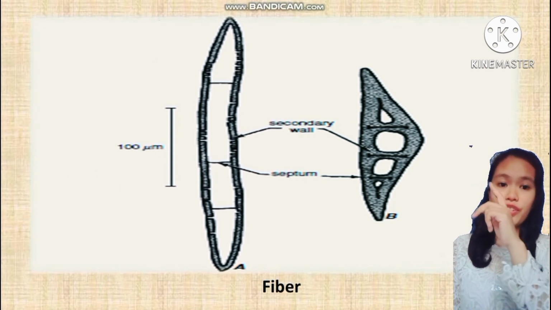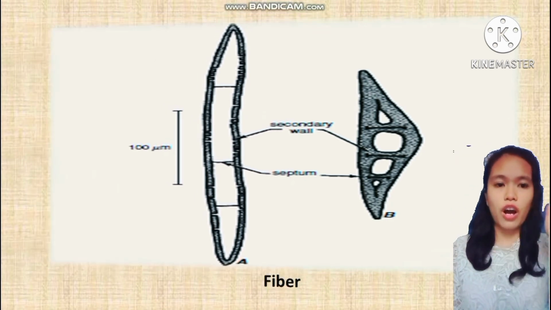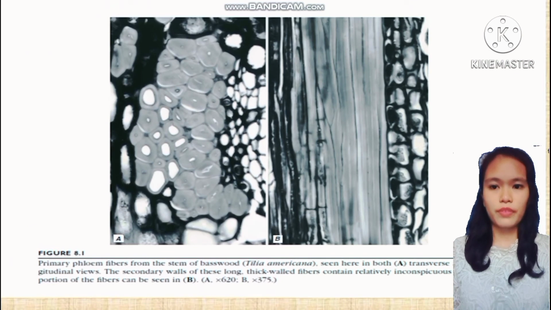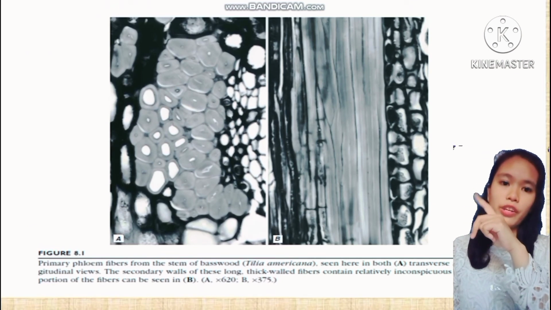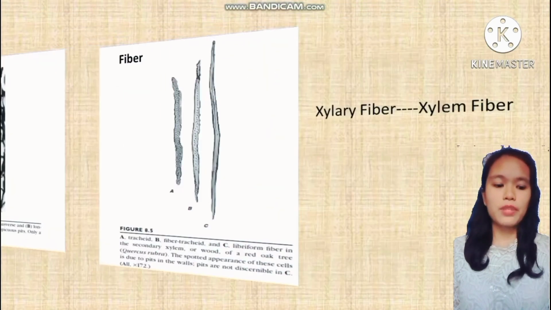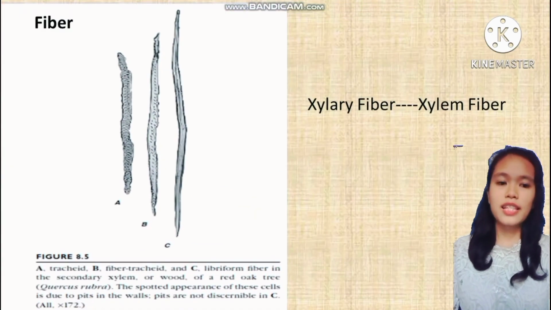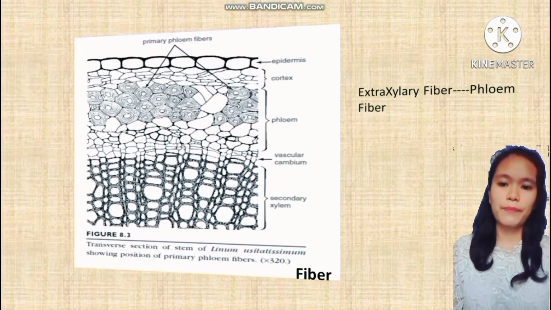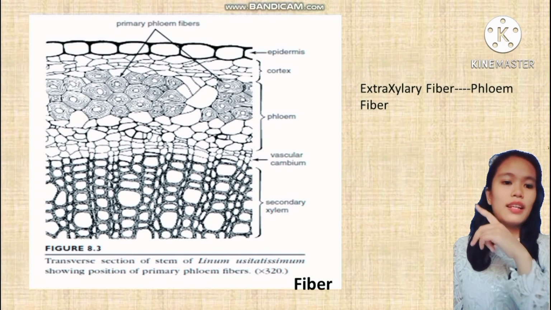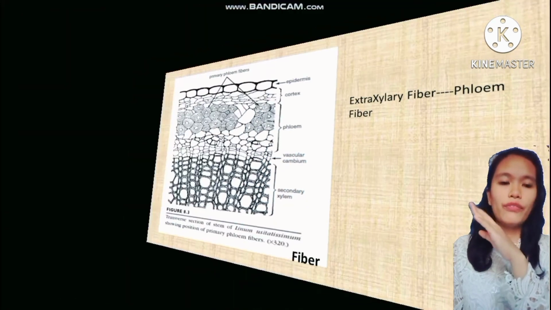The pictures show an overview of the fiber. And then an overview of primary phloem fibers from stem. And next, this is the overview of xylem fibers. At the last, this figure shows phloem fiber.